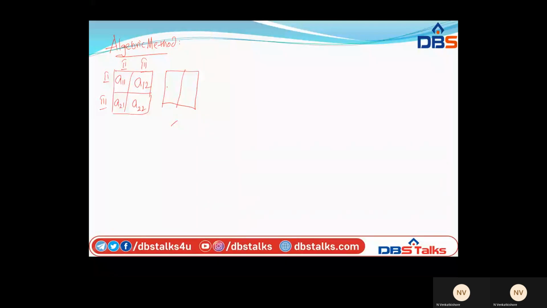So what are the values here? 70, 40, and 60, 70. So now write A11, A12, A21, A22. What are the values? 70, 40, 60, 75. Okay. Then firstly, write all these values.